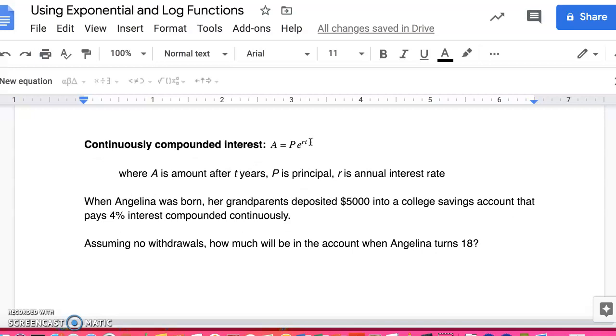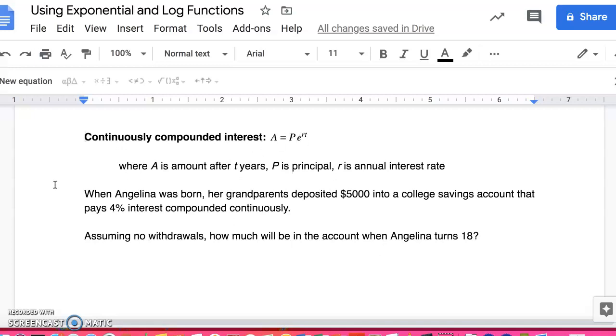So A is the amount of money we have after t years. P is the principal. Remember, that's just a fancy way of saying your starting amount. And r is the interest rate. Okay, and so we can play around with this kind of stuff.